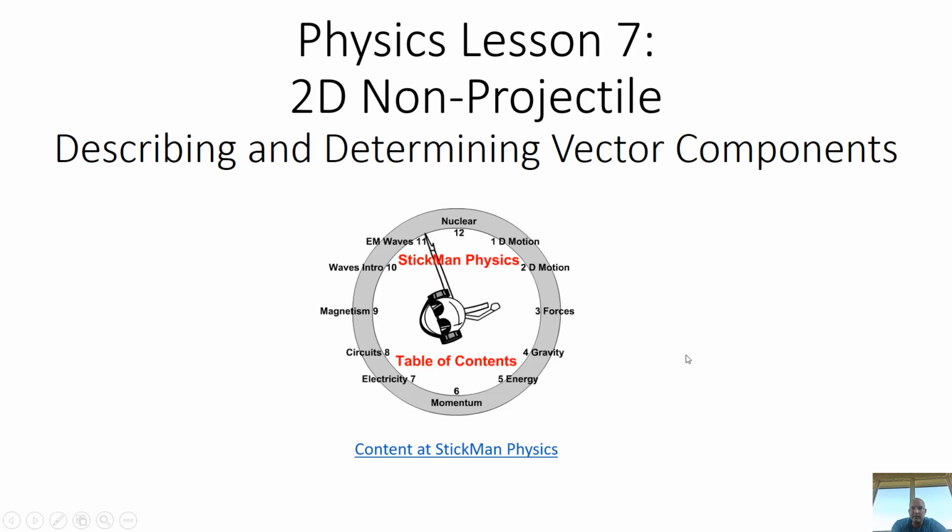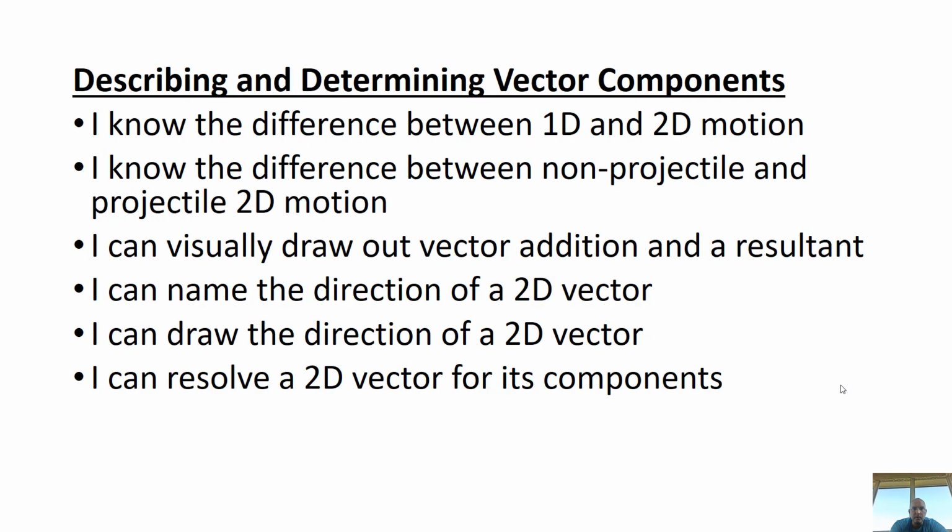Hey, welcome to my 7th Stickman Physics lesson. We're on 2D non-projectile motions. We're going to learn how to describe and determine vector components and put them together. We'll know the difference between 1D and 2D motion now that we've had 1D motion in the last unit. What the difference is, now we'll see.